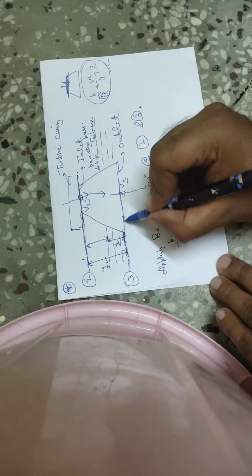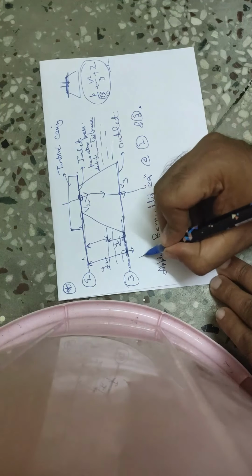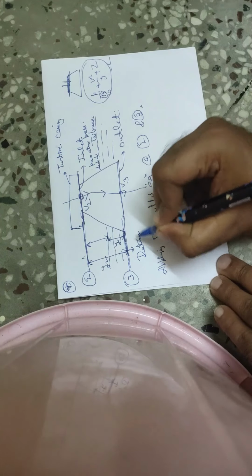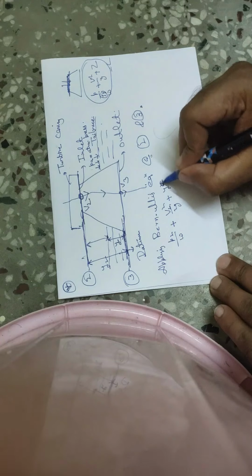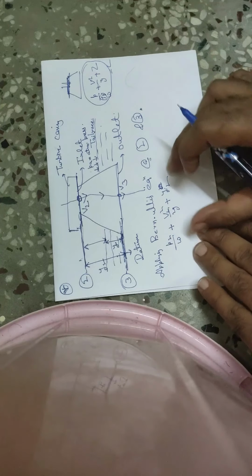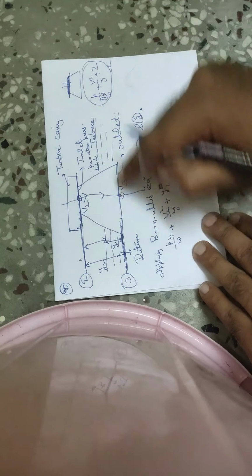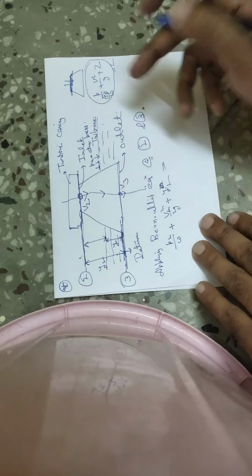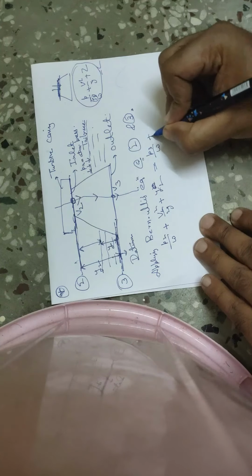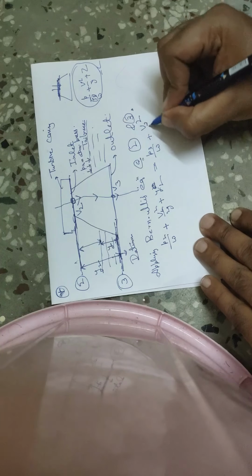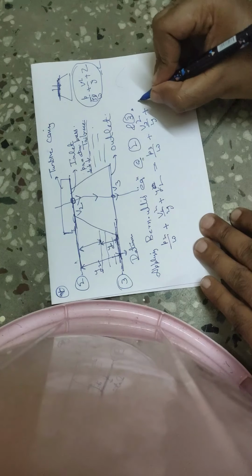Because, one more thing I forgot to tell you, this is your datum. With the datum, the distance is y2, so this will be your y2. Okay, now this is clear. Similarly, you apply the concept here, Bernoulli's equation at section 3. Here it will be P3 by W plus V3 square by 2G plus 0.